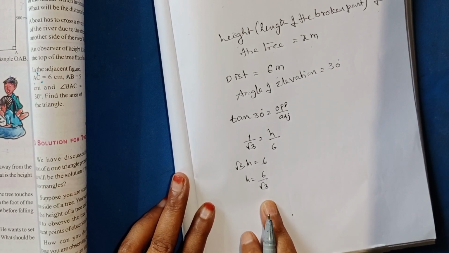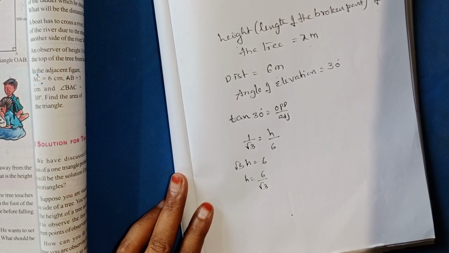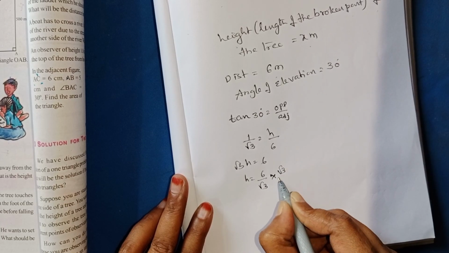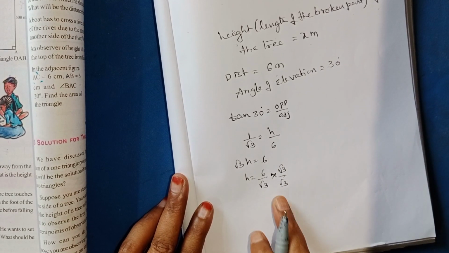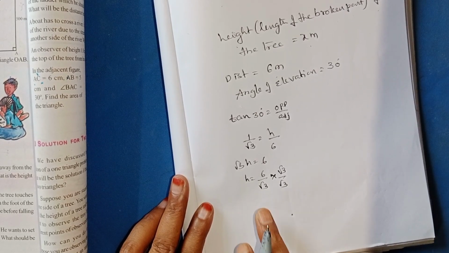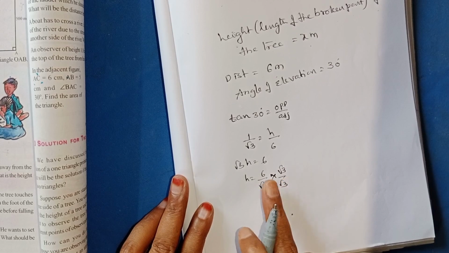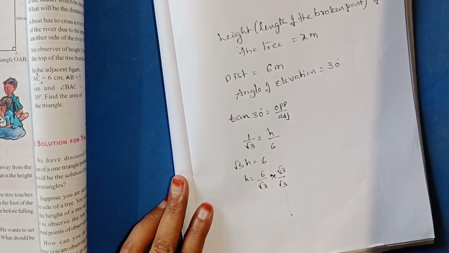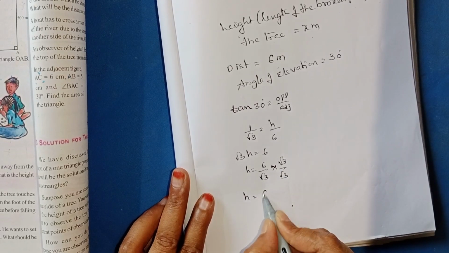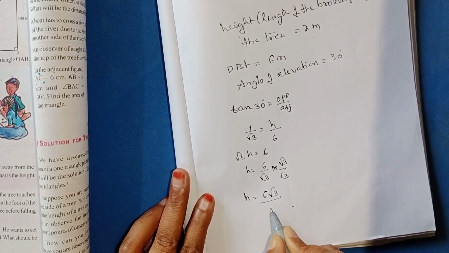Root 3 is an irrational number, so let us rationalize the denominator. For rationalizing the denominator, we have to multiply the numerator and denominator with root 3, because the irrational number root 3 is in the denominator. So we take the fraction product with root 3 by root 3. Then h becomes 6 root 3 by root 3 into root 3, which is 3.